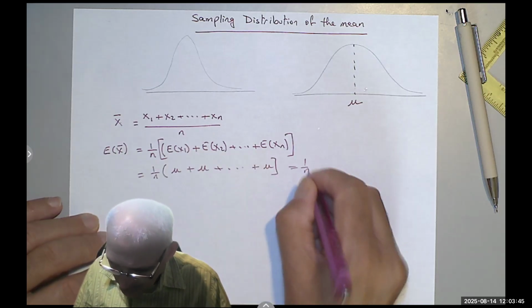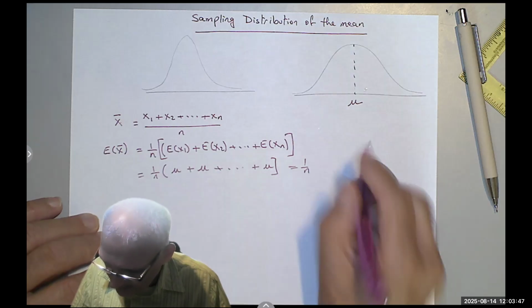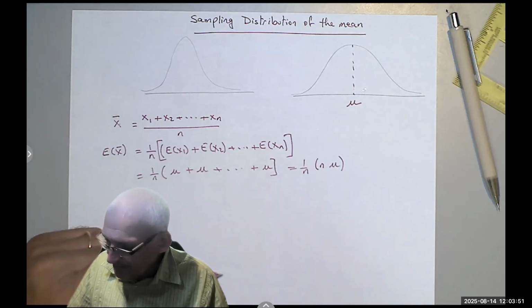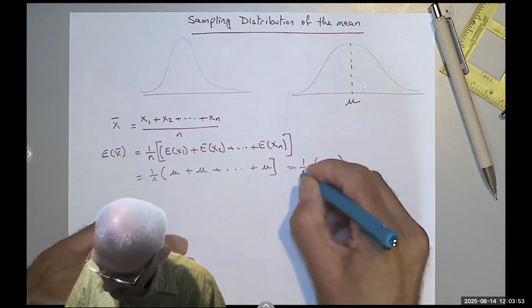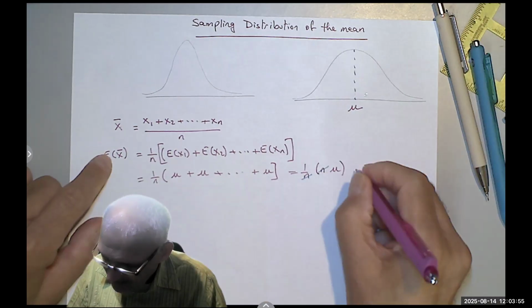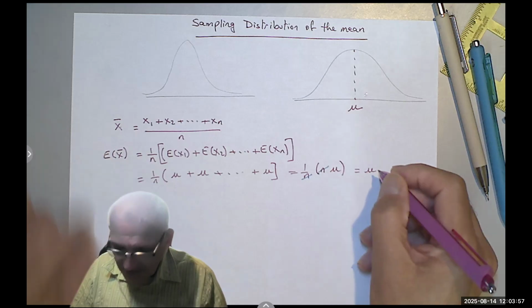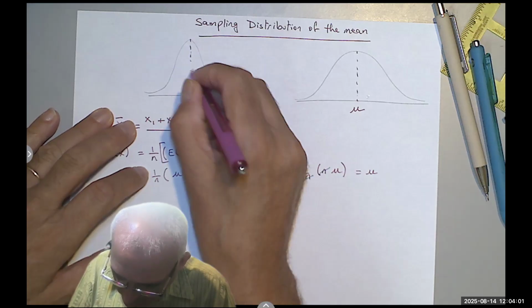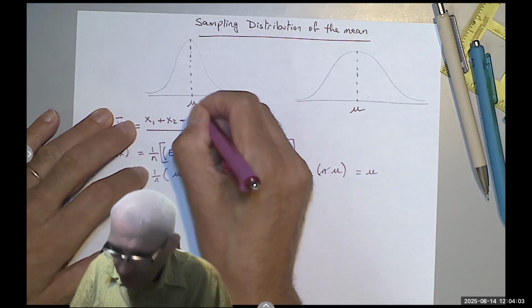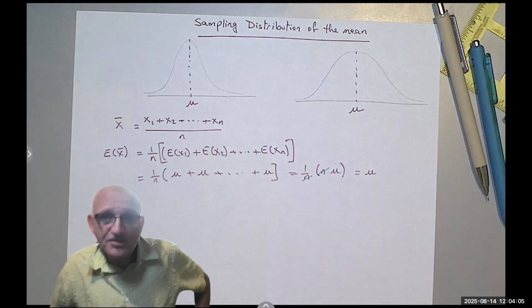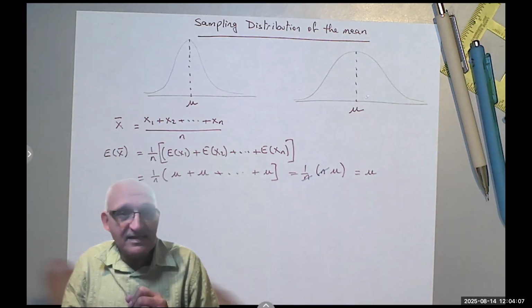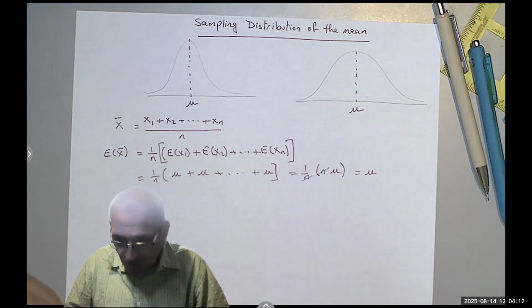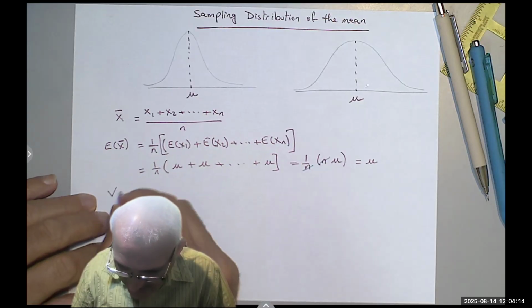Meaning, how many mu's do I have? There are n. Simplifying n with n, you get that the expected value of X bar is mu, meaning the mean of that distribution is also mu. That's interesting. Nice. I like that. But in order to draw the distribution, I also want the variance of X bar.